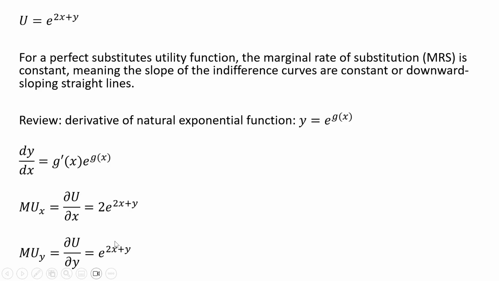To get the marginal utility of good y, I'm going to look at the exponent here in the utility function and take the partial derivative of what's in the exponent with respect to y. So the partial derivative of y is just 1, so I don't have to write anything down in front here. And then that's just multiplied by, again, the unchanged natural exponential function.